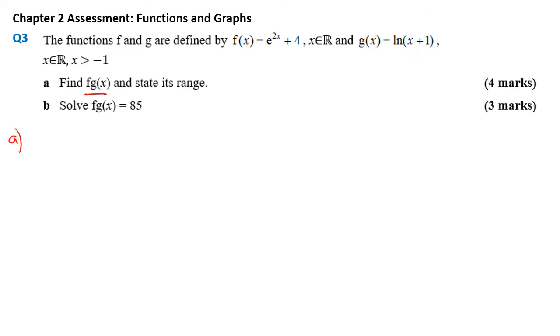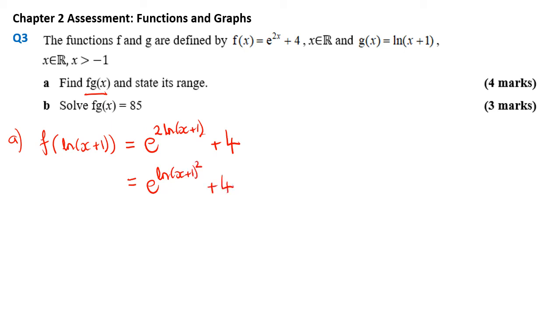First of all, find fg of x and state its range. So fg of x means I'm doing f to ln of x plus 1. So I'm doing e to the 2 ln of x plus 1, plus 4. Key thing here is I'm going to manipulate this first part of the expression. The 2 can go up and become the power. So I've got e to the ln of (x plus 1) squared, plus 4 at the end.